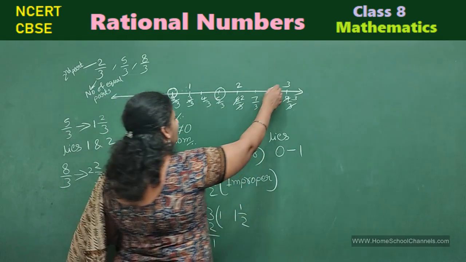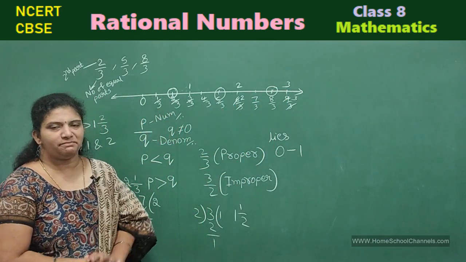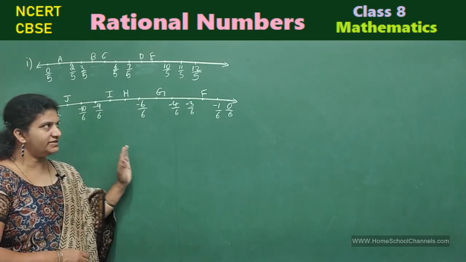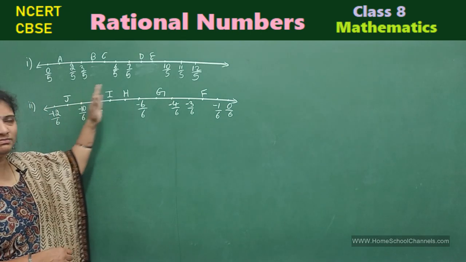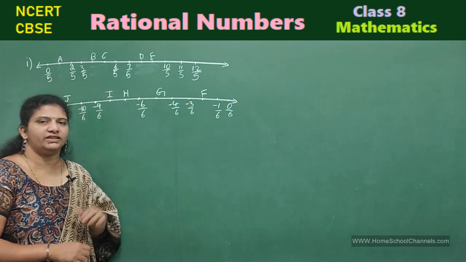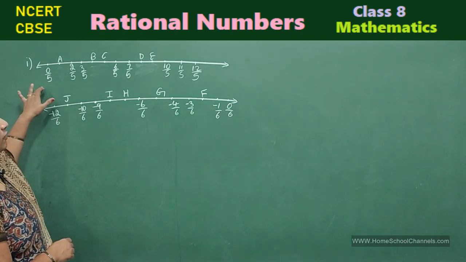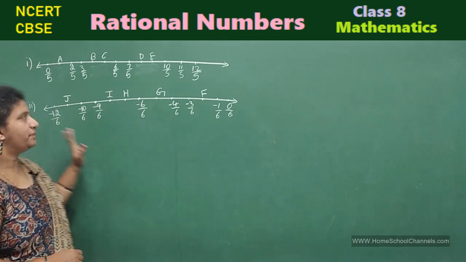Is this clear? This way we need to mark any rational number on a number line. In your textbook, try this. You have these two number lines. Fill the missing rational numbers in between on the number line. So observe here carefully. 0 by 5. Towards the right side all are positive.